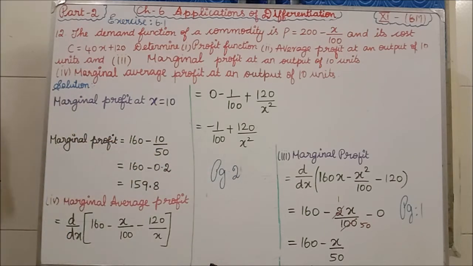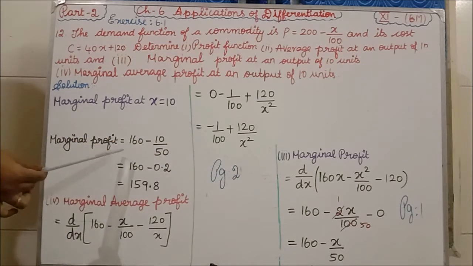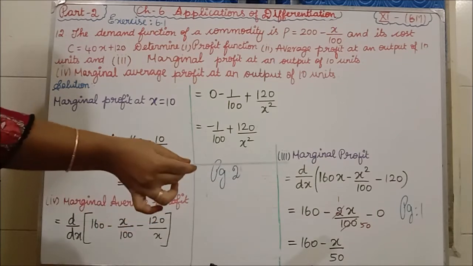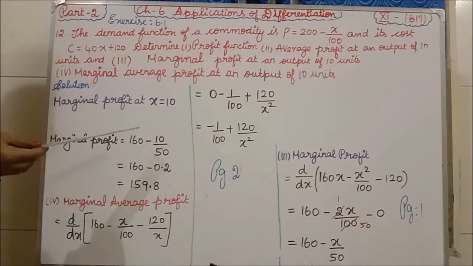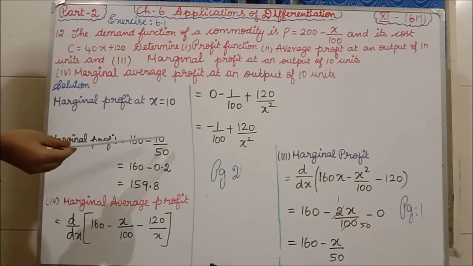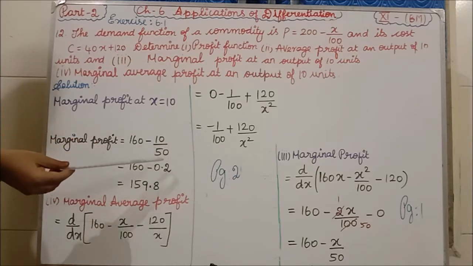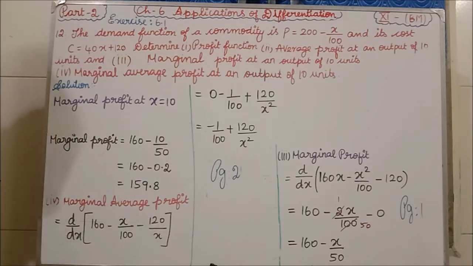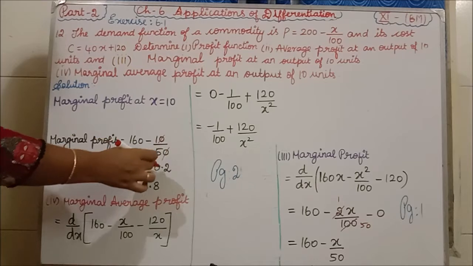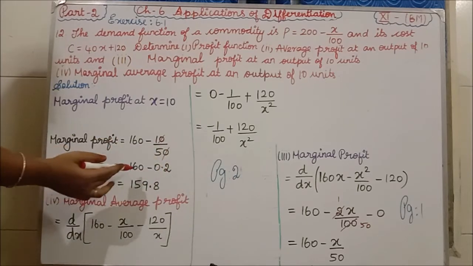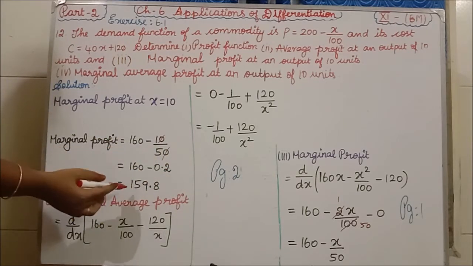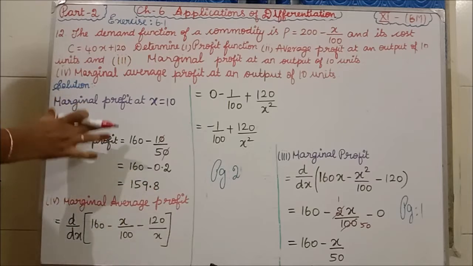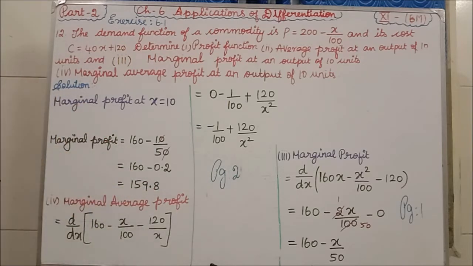So what is the third subdivision answer? Marginal profit is equal to 160 minus x by 50, isn't it? So if you substitute 10 in the place of x, you get 160 minus 10 by 50. 10 by 50 means the 0s get cancelled, so 1 by 5 is 0.2. So 160 minus 0.2 is 159.8. That is the marginal profit. Clear? Now we'll see the fourth subdivision.